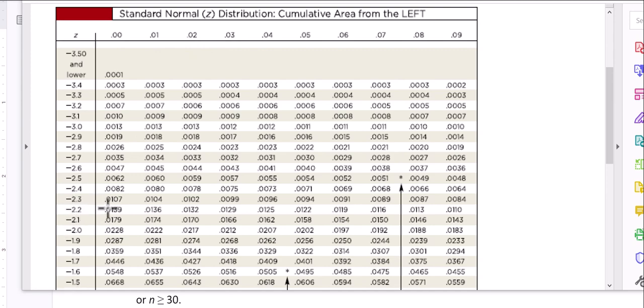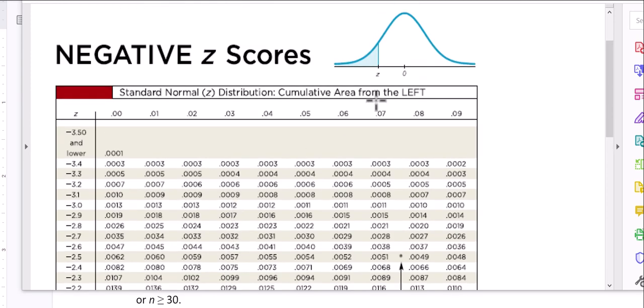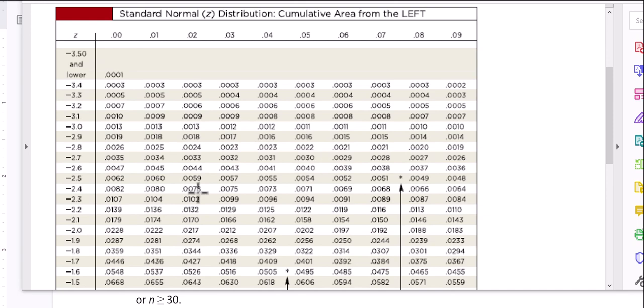So negative 2.23 will be 0.0129. So that's our p-value. We want a left tail, so this already gives us the left tail area p-value. So that's what we want. So for negative 2.23 our p-value is 0.0129.